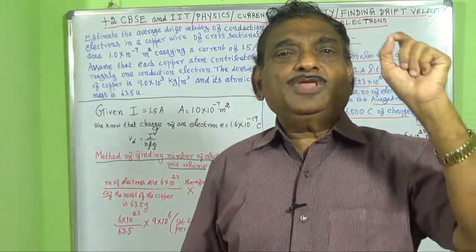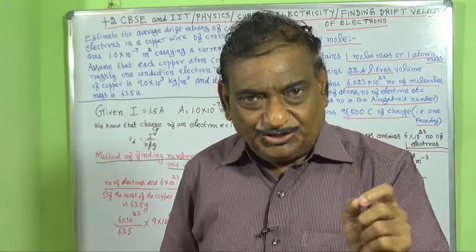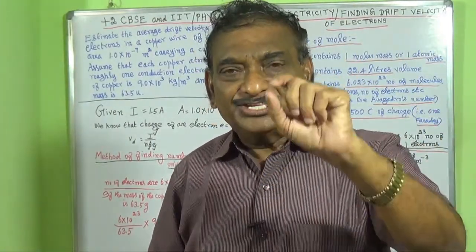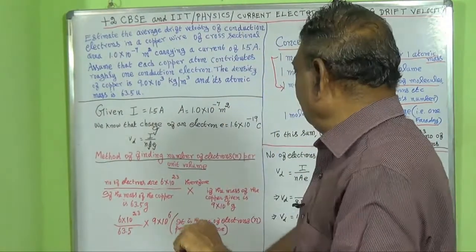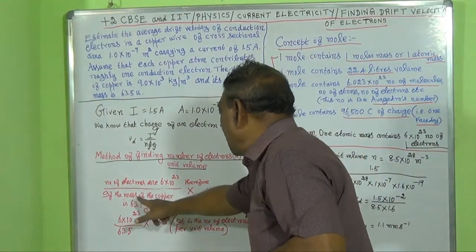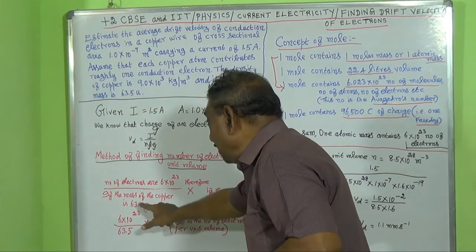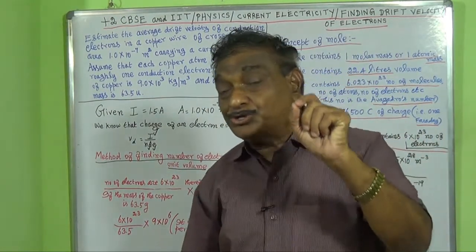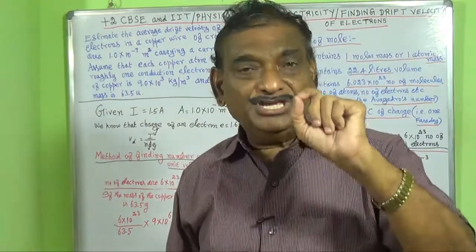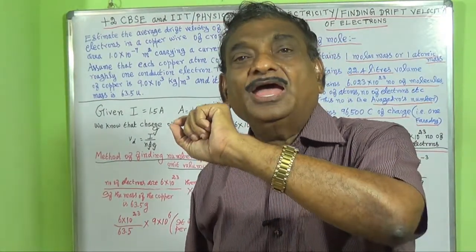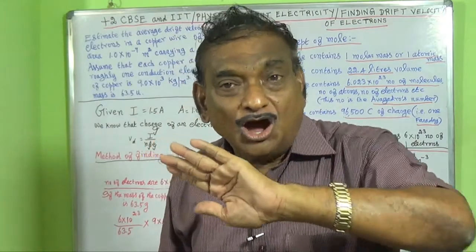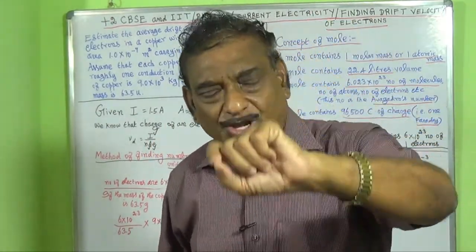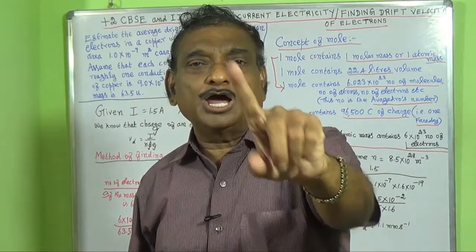If the mass of the copper is 63.5 gram, the number of electrons is 6 into 10 to the power of 23. In this sum, the mass of the copper is not 63.5 gram. This 63.5 gram is the atomic mass of one copper atom.